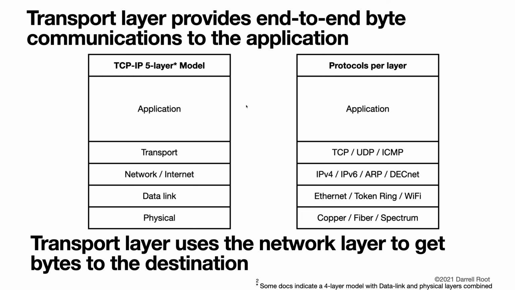So the transport layer uses the network layer to get bytes to the destination. One other comment on this slide. This is the TCP 5-layer model, and we did an overview of the different layers, and now today we're going to dive in deep to the TCP transmission control protocol. We're going to go through it in excruciating detail. And the reason for that is because we're doing socket programming, which is using TCP.